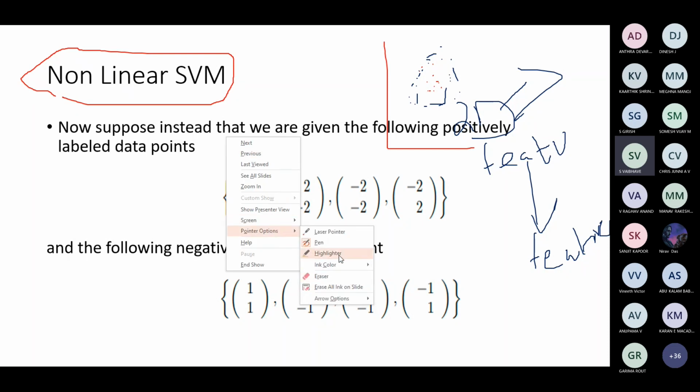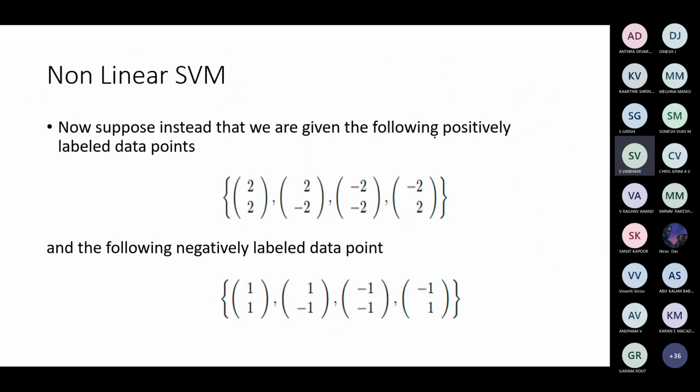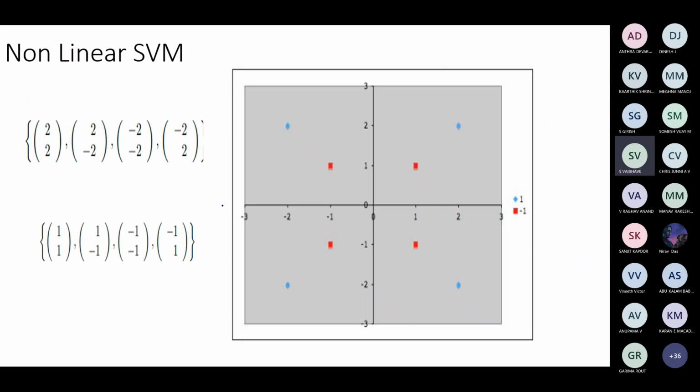Now let us consider positively labeled data points and negatively labeled data points. Let me plot first. That is 2, 2, then 2, minus 2, then minus 2, minus 2, and minus 2, 2. So this is 2, 2, 2, minus 2, minus 2, minus 2, and minus 2, 2. So these are the positively labeled.